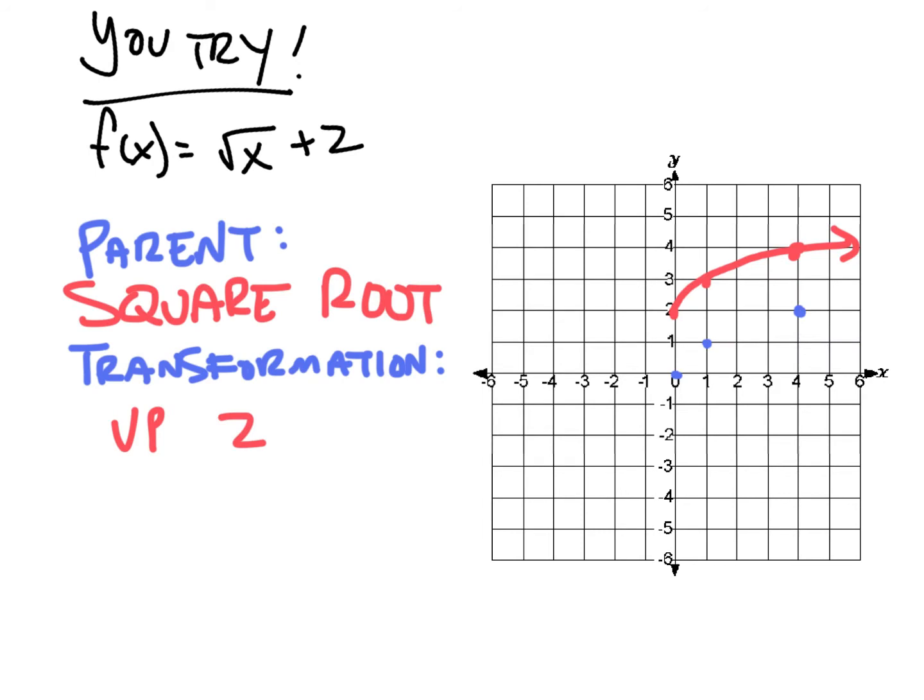All right, so the parent function was a square root. The transformation was up 2, so I plotted the parent function and shifted each point up 2. Okay, and that's k. Now let's go and focus on h.